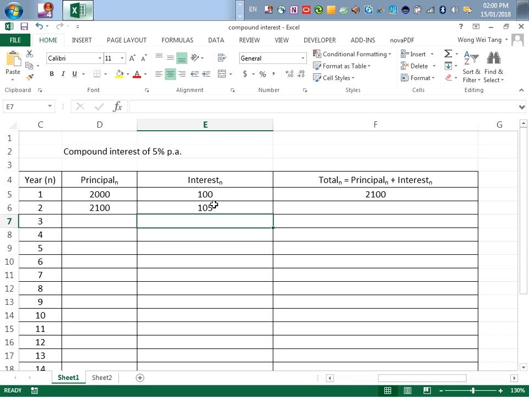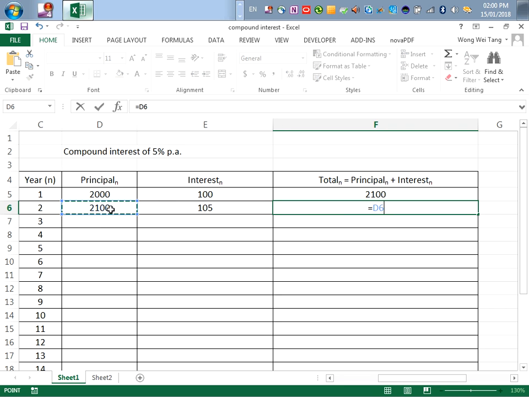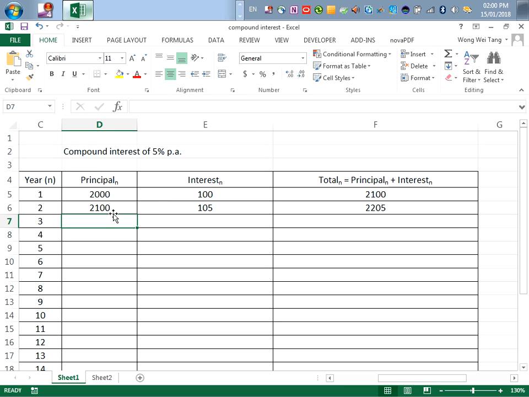Anybody doesn't know how I got 105? Who don't know? Raise your hand. Okay, then the last column, very easy, right? How much is the total? I add this cell plus this cell. 2205. Yes? Okay? Can I continue? I can. In year number 3, this value is going to be equal to 2205. Okay? Now with this as my principal, I can again calculate my interest, right?